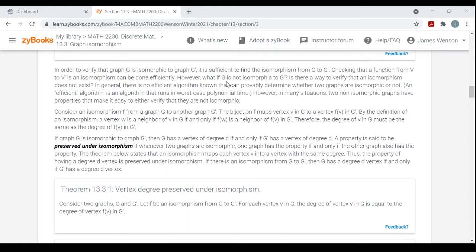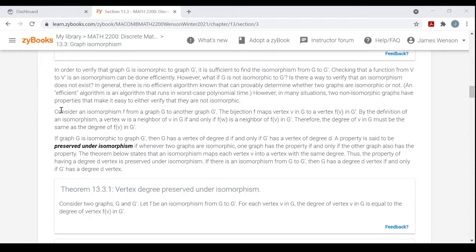However, what if G is not isomorphic to G prime? How do we determine that? That might be more difficult. Is there a way to verify that an isomorphism does not exist? In general, there is no efficient algorithm known that can provably determine whether 2 graphs are isomorphic or not. However, in many situations, 2 non-isomorphic graphs have properties that make it easy to verify that they are not isomorphic.